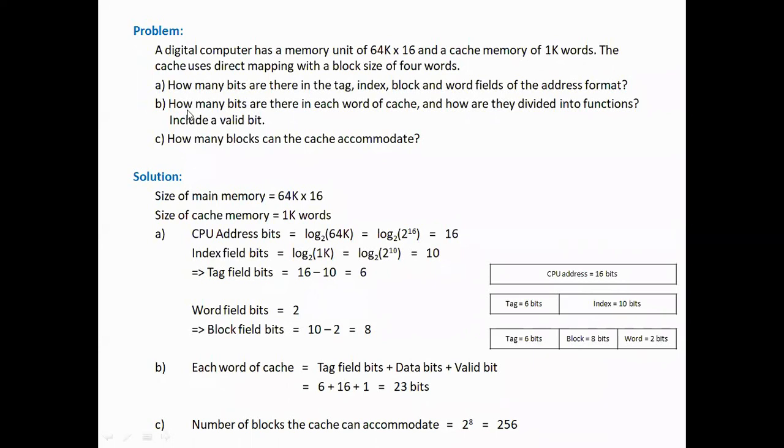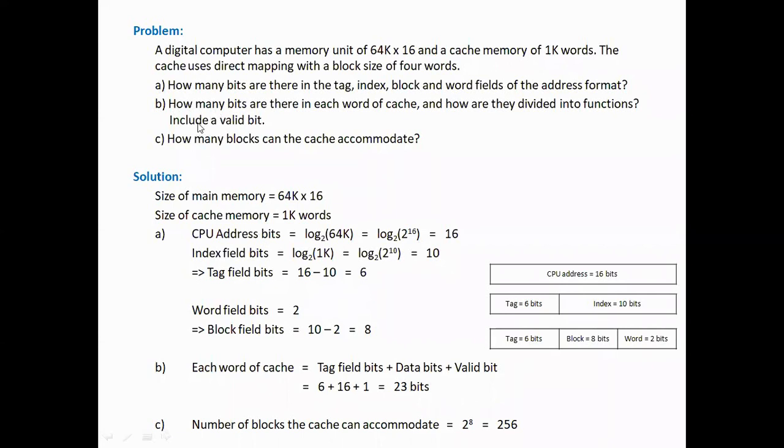Part B. How many bits are there in each word of cache? If we look at the cache, what does a mapping cache include? It has a tag, it has a data. So each word of cache will constitute of tag and data. In this example, the data is given as 16 bits. What is tag? We just calculated 6. Good.